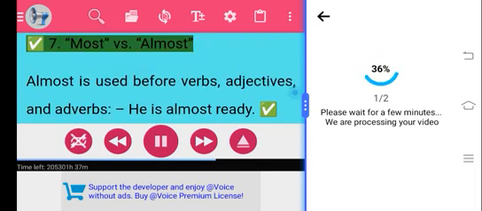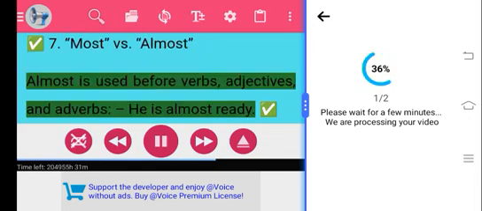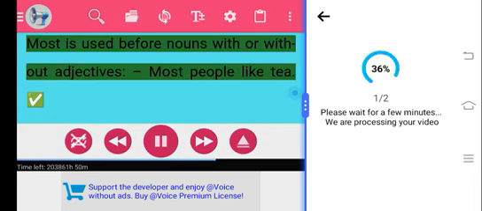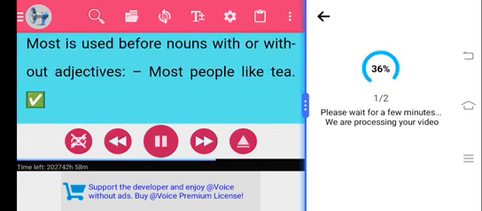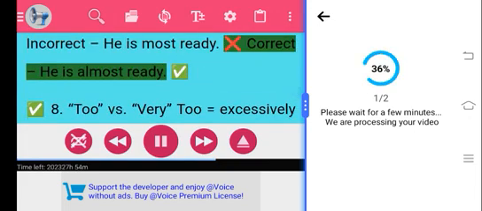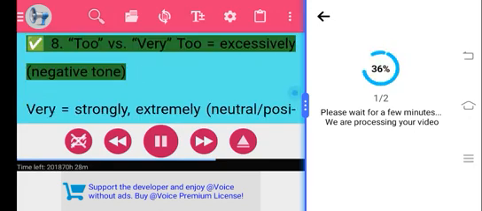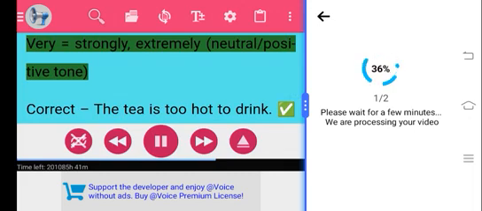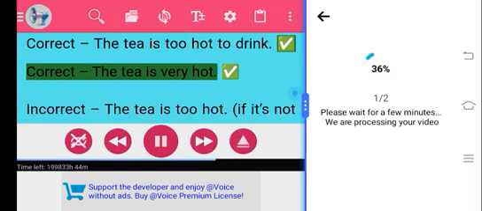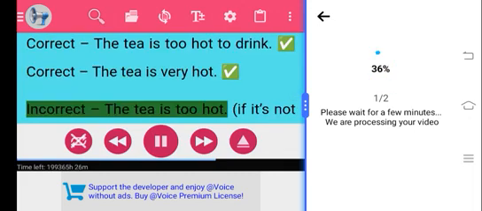7. Most versus almost. Almost is used before verbs, adjectives, and adverbs. He is almost ready. Most is used before nouns with or without adjectives. Most people like tea. Incorrect: he is most ready. Correct: he is almost ready. 8. Too versus very. Too means excessively, with a negative tone. Very means strongly, extremely, with a neutral or positive tone. Correct: the tea is too hot to drink. Correct: the tea is very hot. Incorrect: the tea is too hot.